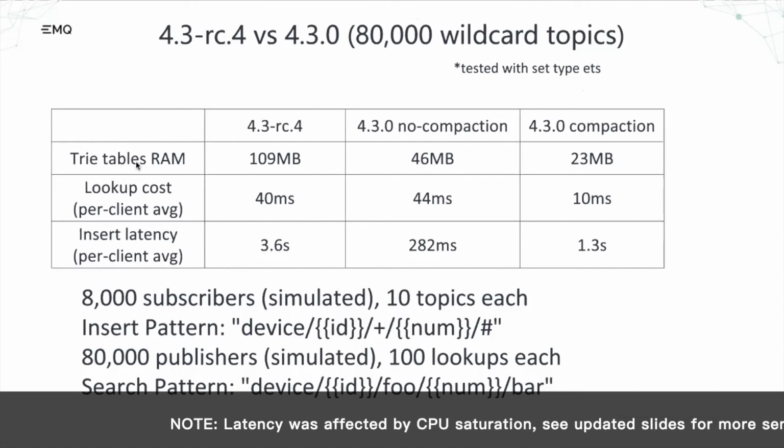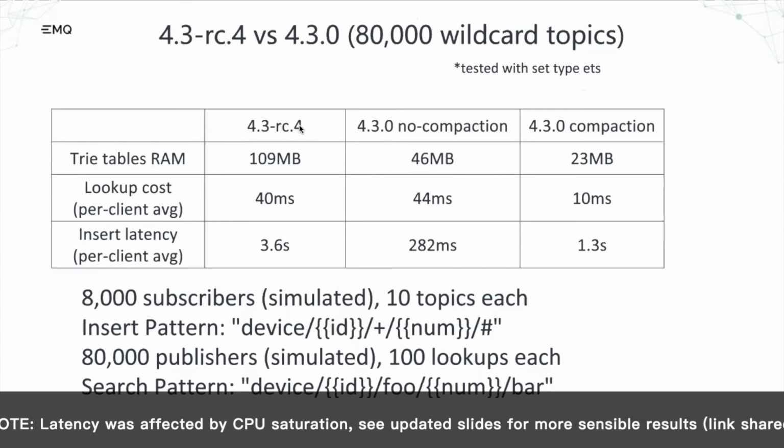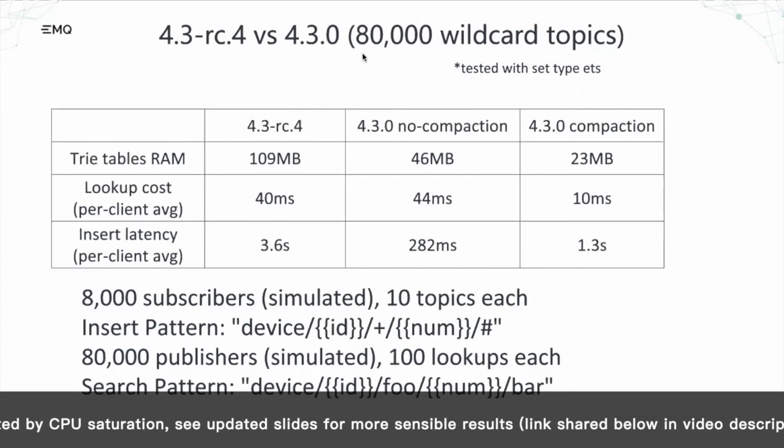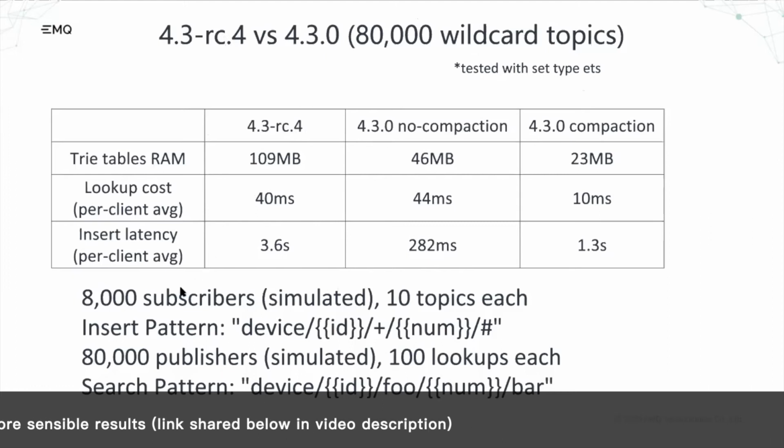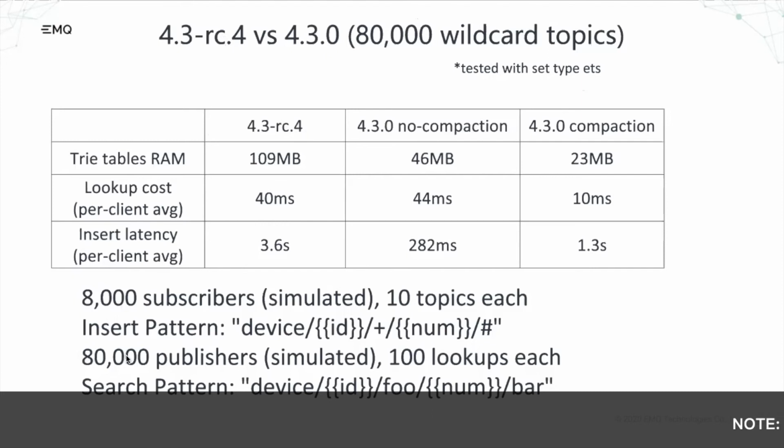So here in RC4, I've tested 80,000 wildcard topics, 8,000 subscribers with 10 topics each, and 80,000 publishers with 100 lookups each.